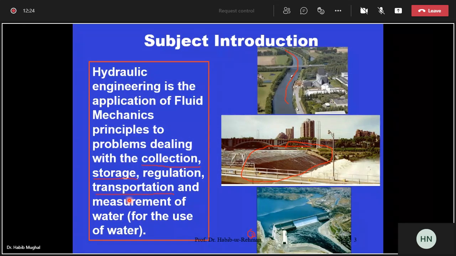And you know, the fluid mechanics subject, you have already studied Fluid 1 and Fluid 2, and that's why I think you must be knowing what is fluid mechanics. Fluid mechanics, how do we define it?